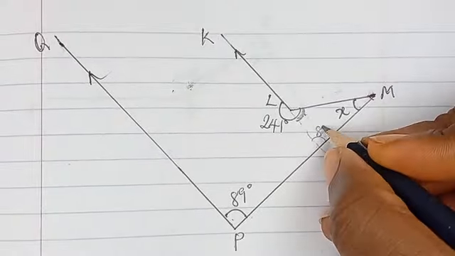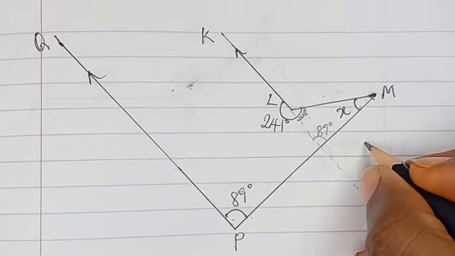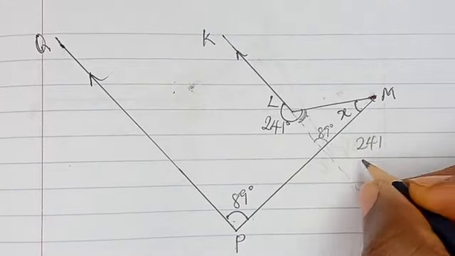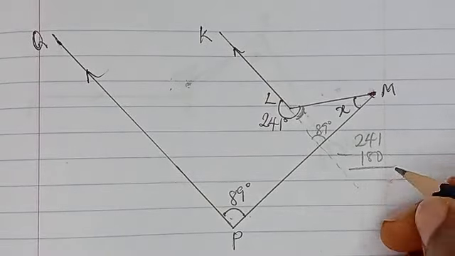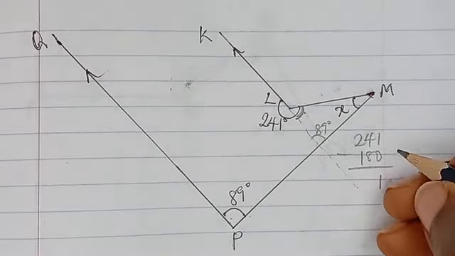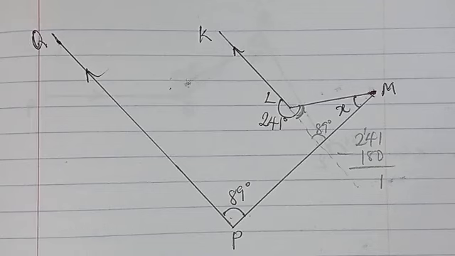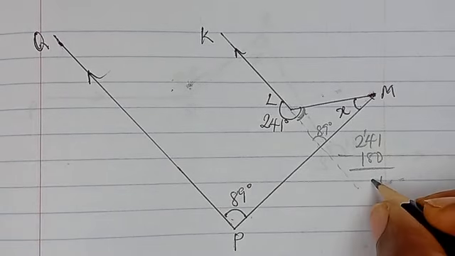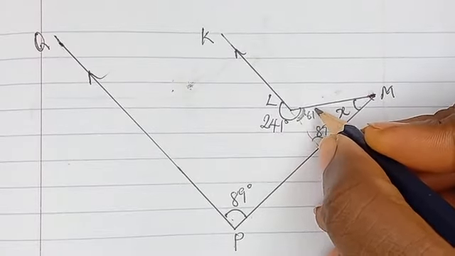So let's get on to it. So this is 89 degrees. Then angle B is 241 minus 180 degrees. That's to remove this angle on a straight line. We have 14 minus 8 is 6. So we have 61 degrees here.